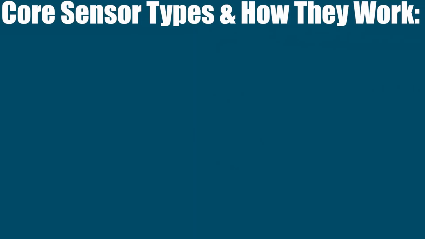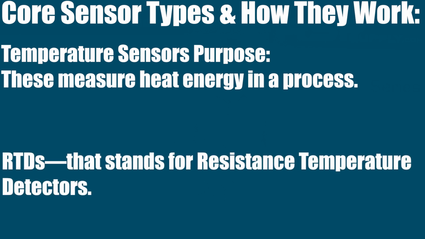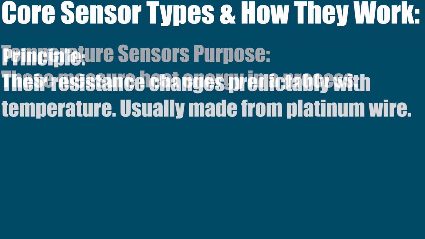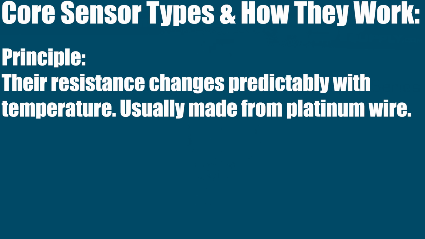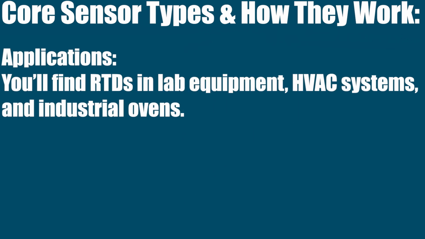Some of the core sensor types and how they work: temperature sensors for one. Its purpose is to measure heat energy in a process. Let's break down the three main types. RTDs, that stands for resistance temperature detectors, and the principle that it works by is their resistance changes predictably with temperature, usually made from platinum wire. Some key features are they're highly accurate, stable, and have a linear response. You'll find RTDs in lab equipment, HVAC systems, and industrial ovens.